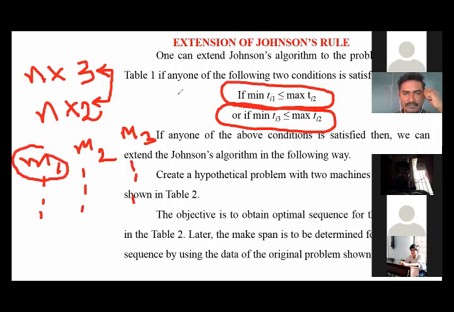Here, if the minimum of M1 is less than or equal to the maximum of M2, the condition is satisfied. Otherwise, we go to the second condition, that is, the minimum of M3 is less than or equal to the maximum of M2. If any one condition is satisfied, we go for the conversion. That is, we are going to convert the n jobs into two missions.